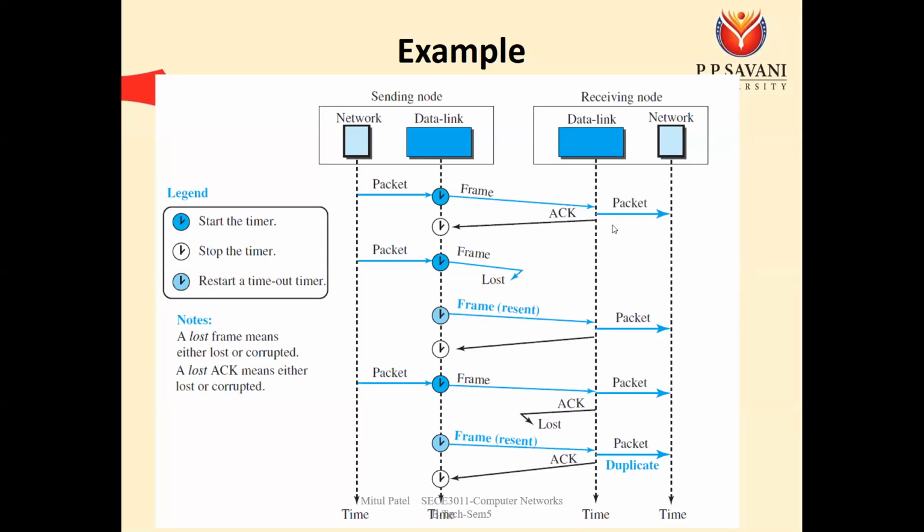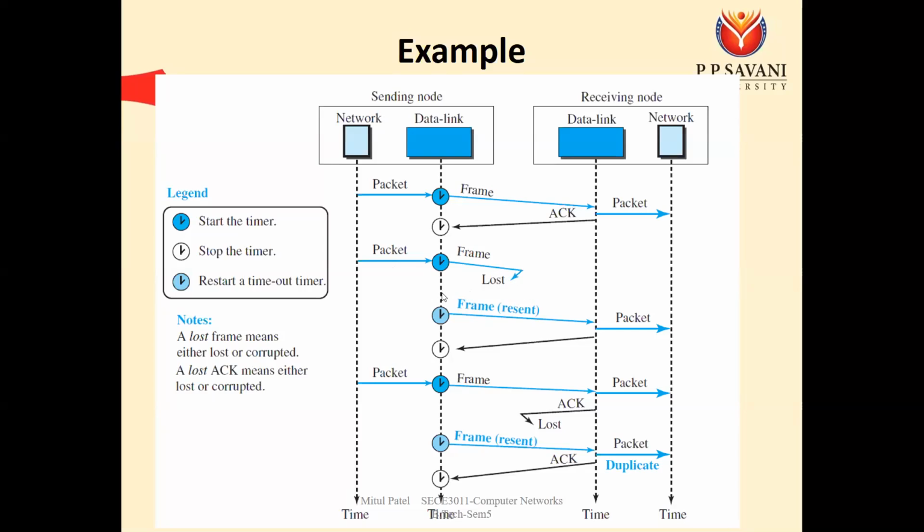Now let's take the second scenario. In the second scenario, another packet comes, the data link layer will create the frame, start the timer and send the frame. Now what is going to happen? The frame is lost during the transmission. The whole frame is lost. If the frame is lost, then what is going to happen? The acknowledgement will not come.